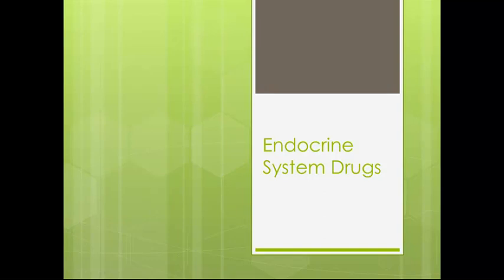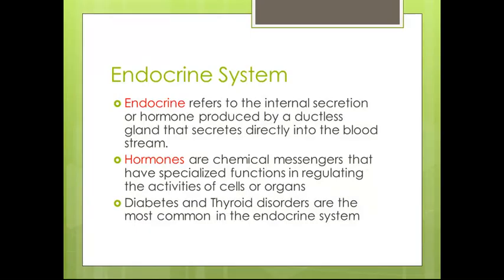Endocrine system drugs. The endocrine system. Endocrine refers to the internal secretion of hormone produced by the ductless glands that secrete directly into the bloodstream. Hormones are chemical messengers that have specialized functions in regulating the activities of cells or organs. Diabetes and thyroid disorders are the most common disorders in the endocrine system.